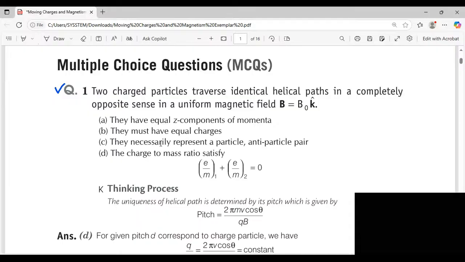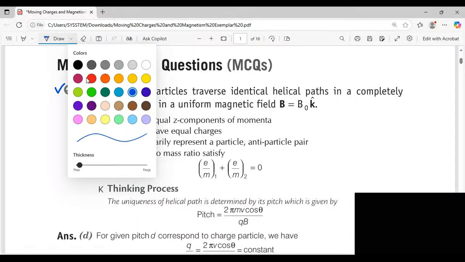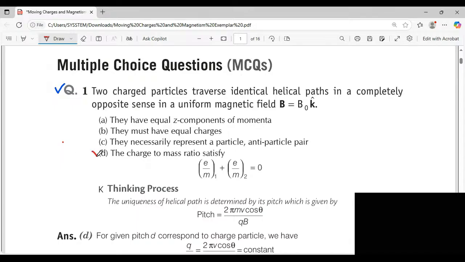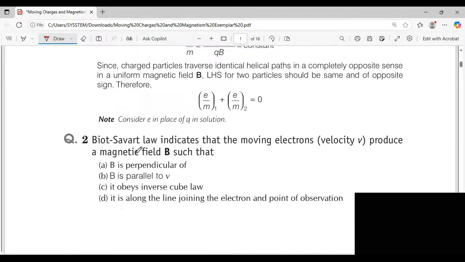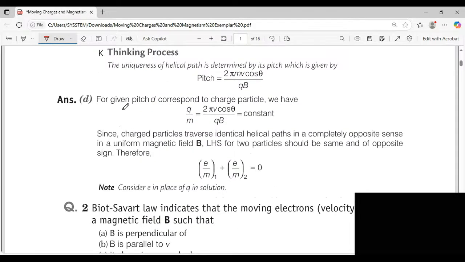Here is the thinking process. So the correct option of this question will be D. Let's see the explanation. Explanation is here. For given pitch d corresponding to a charged particle, we have q/m equal to 2 pi v cos theta by qv, equal to constant.